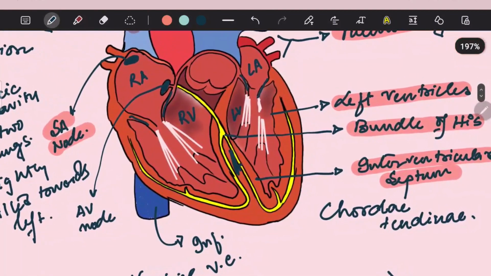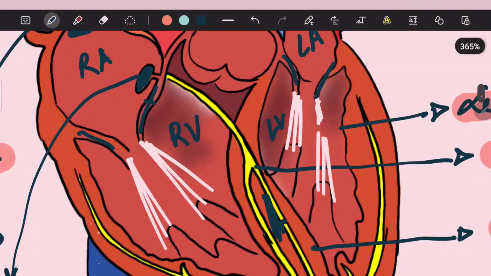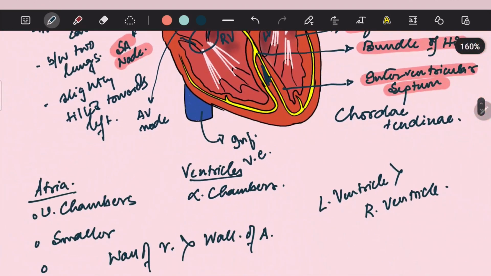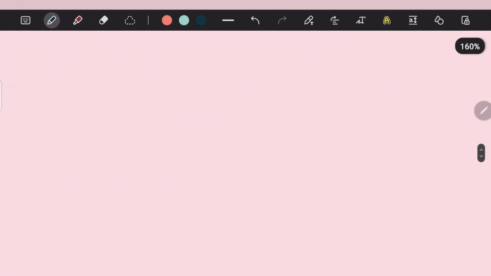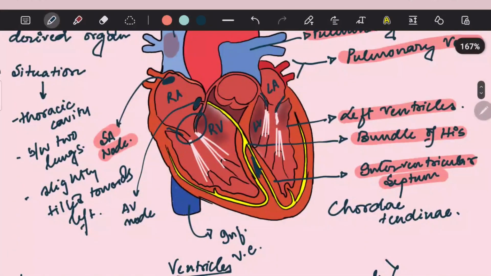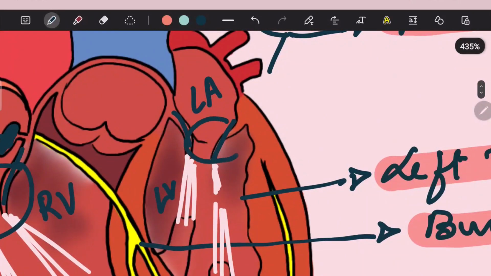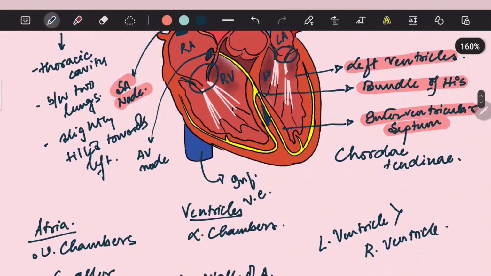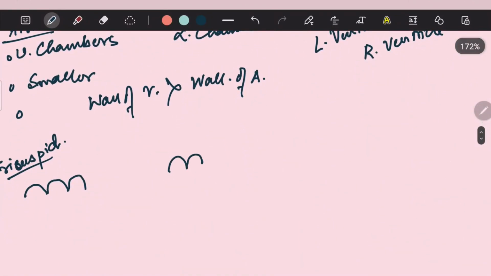Now, once we're talking about valves, the valve between the right atrium and the right ventricle is known as the tricuspid valve, because if we see its microscopic structure, we would see that it has three cusps like this, and hence is known as the tricuspid valve. Whereas the valve between the left atrium and the left ventricle has two cusps and hence is known as the bicuspid valve.